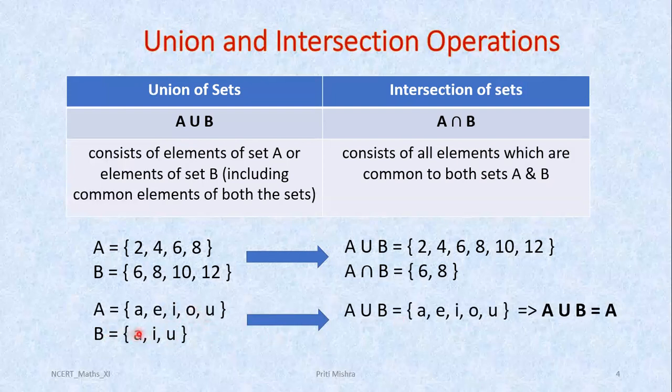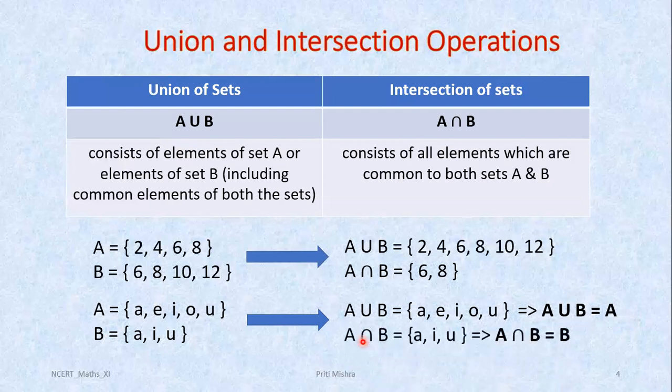As you can see here, A, I, U, all these elements exist completely in set A. It means B is a subset of set A, and these are the common elements of set A as well. So A union B will be A, E, I, O, U. Means this is the set A itself. It means A union B is equal to set A. This is an interesting result, isn't it?